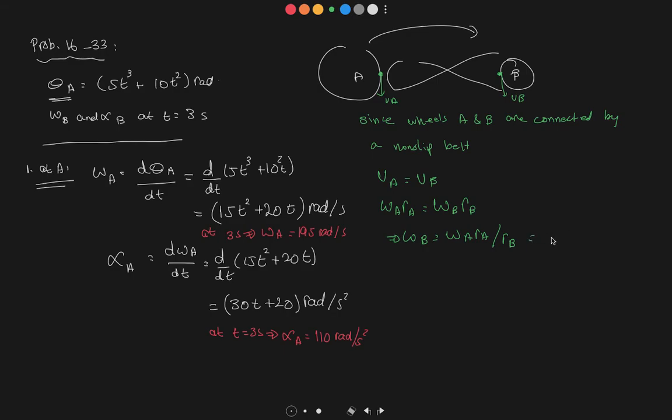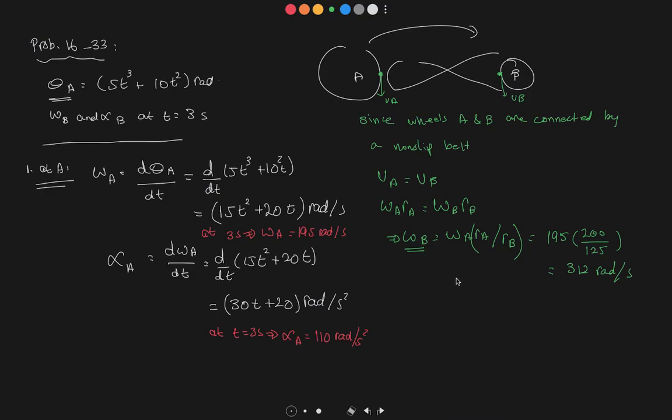This is equal to 195 multiplied by the ratio between the two radii, 200 over 125 millimeters, and this gives 312 radians per second. This is the first thing the question is asking for.